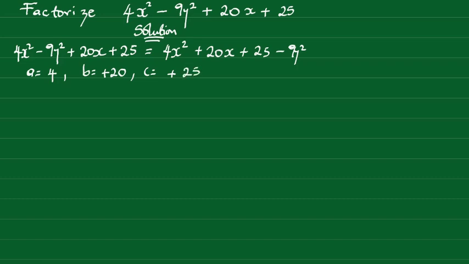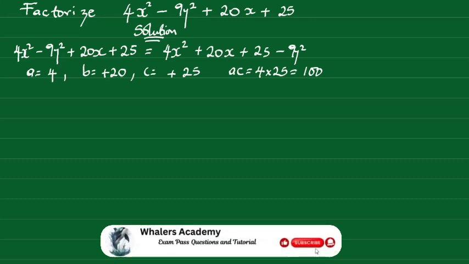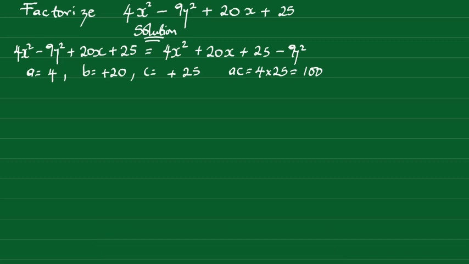Now, since our value for A is not equal to 1, we proceed to look for our value for AC. Now, AC, we have 4 times 25, and this gives us 100. Now, we look for two factors of 100, that's our value for AC, that when added gives us our value for B, which is 20. These are plus 10 and plus 10, because 10 times 10 gives us 100, and 10 plus 10 gives us 20.